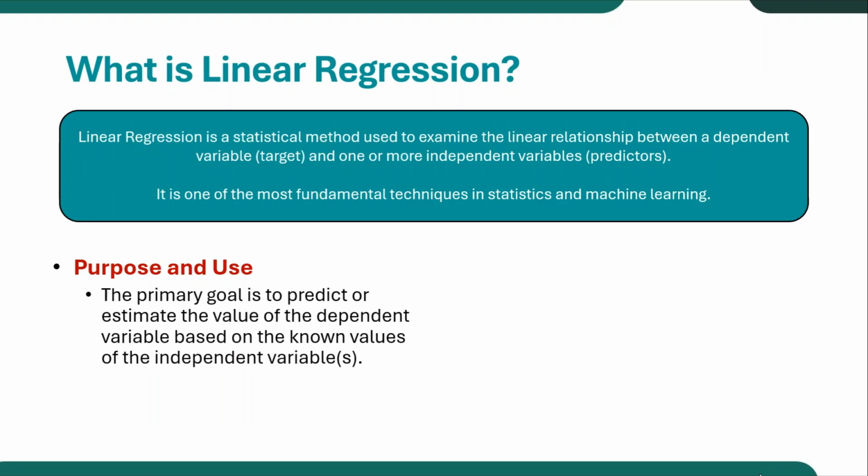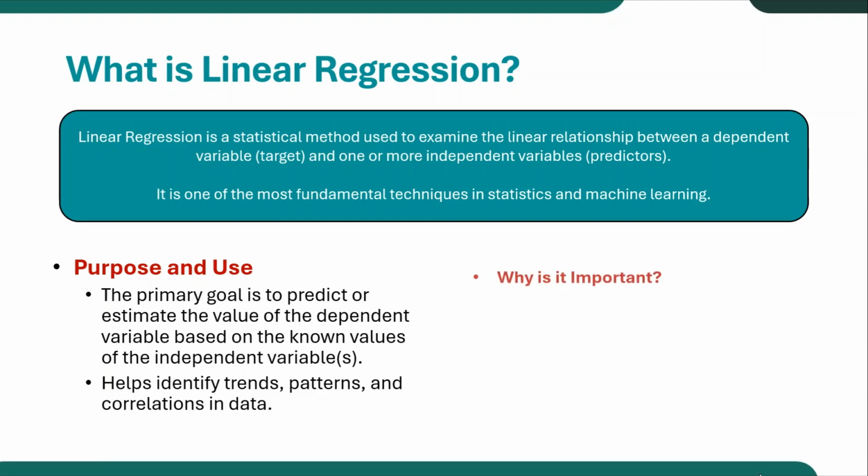Our main objective with linear regression is prediction. We use known values of independent variables to estimate the value of something we care about, like predicting house prices based on size and location. Helps identify trends, patterns, and correlations in data. This model is also useful for discovering trends. For example, we might use it to identify whether there's a consistent increase in sales based on advertising spend.